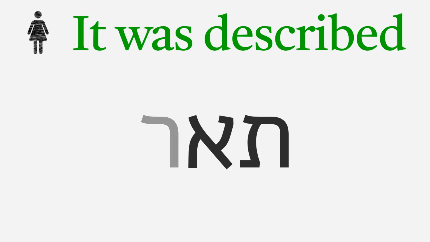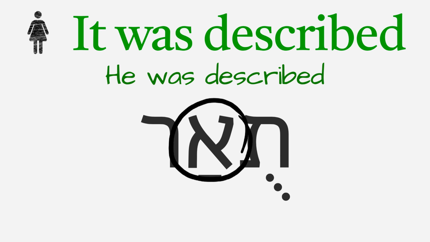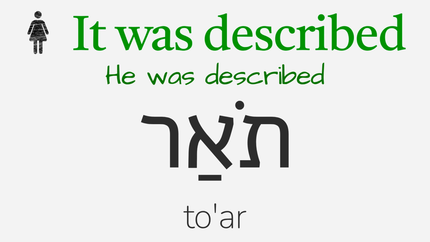Let's make the verb it was described, where the it is a feminine noun. This verb will be from the root tav aleph resh in the passive Pual binyan. The tense the verb is in is the past. The simplest form of the past tense is the hu, he form. He was described. If this root was regular, this verb would be tu'ar, with an u vowel. But since the second root letter is aleph, this u vowel will change to o. To'ar, he was described.